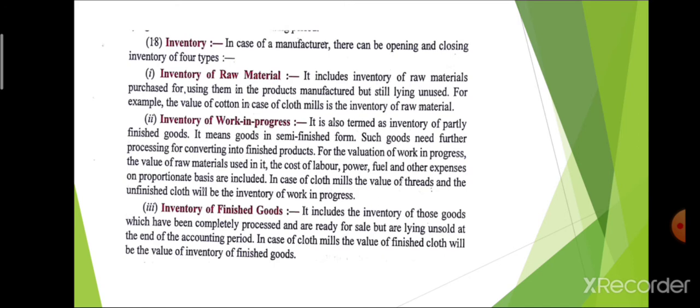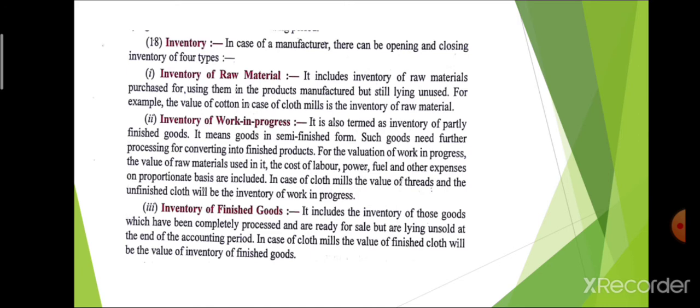So there are two terms. When we purchase goods for manufacturing something, that is inventory of raw material, and when we start manufacturing, some work remains, that is considered as inventory of work in progress. Here, in case of cloth, the value of thread is raw material and the unfinished cloth will be inventory of work in progress.